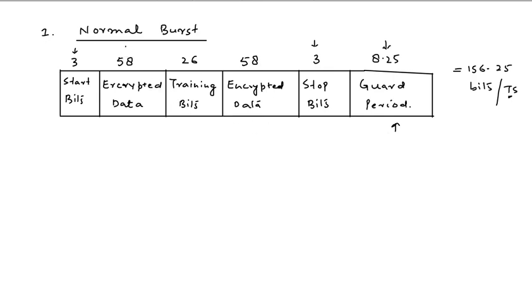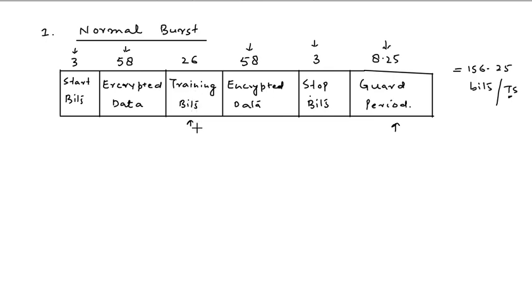So next we have 58 bits. This is the user information or the actual data that user wants to transmit. This can be your voice, and this is the actual data that user wants to transmit. Then you have these 26 bits which are called as the training bits, and these are basically used for the synchronization purpose. And after that you have 58 bits of encrypted data again. So here you see that one 58-bit of encrypted data field and another 58-bit of encrypted data field, and in between these you have these training bits.